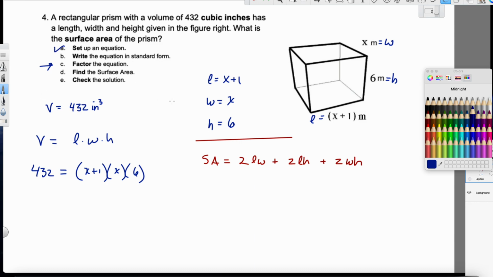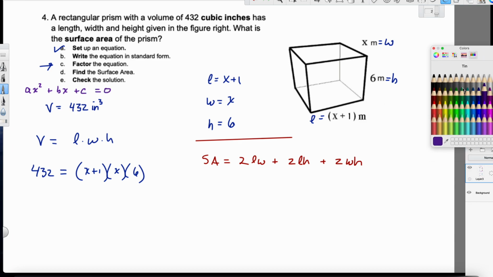Write in standard form. So standard form is ax squared plus bx plus c equals 0. This is the standard form for a quadratic. We need to make this into that. So first, we have to do a little work on this right side.